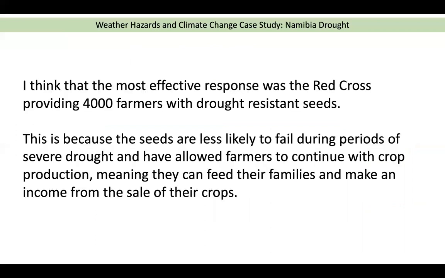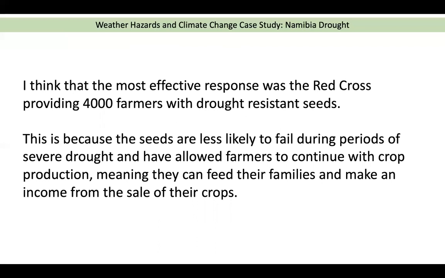Okay, so I've just done a little model answer here with my thoughts. I think the most effective response is the Red Cross, providing 4,000 farmers with drought-resistant seeds. Okay, so this is because the seeds are less likely to fail during periods of severe drought and have allowed farmers to continue with crop production. So they're able to continue to make a living, meaning they can feed their families and make an income from the sale of their crops. Okay, so we've looked at the Namibia drought in a little bit of detail there.